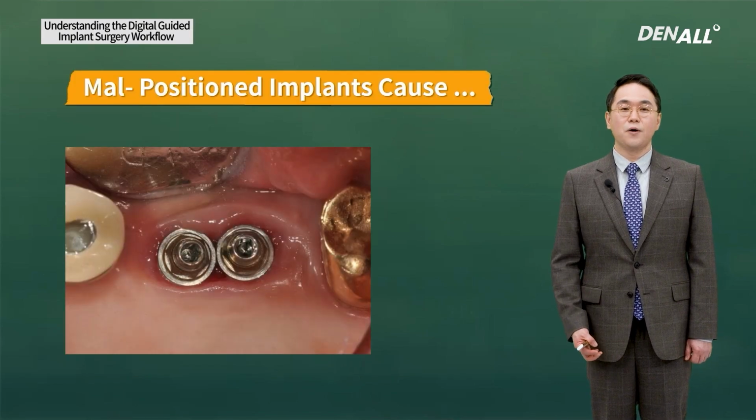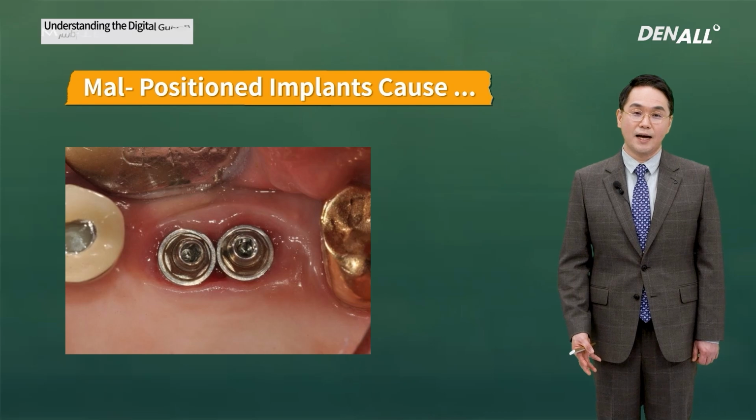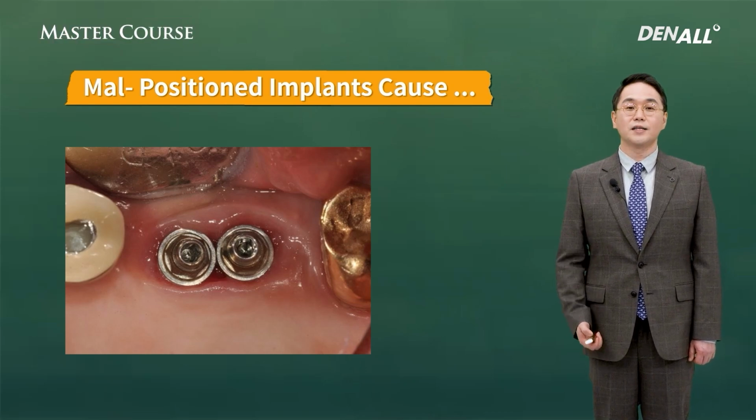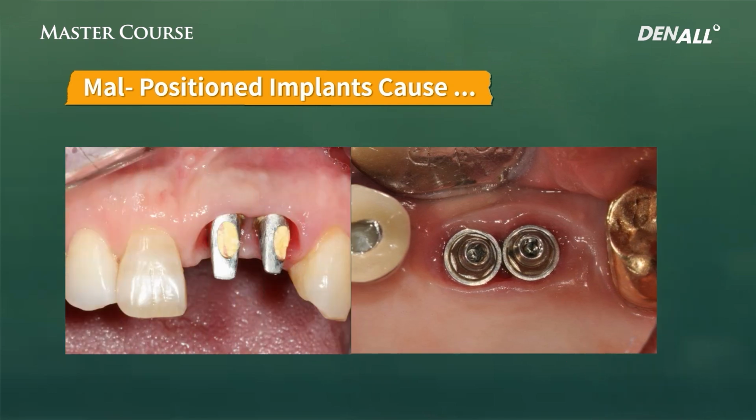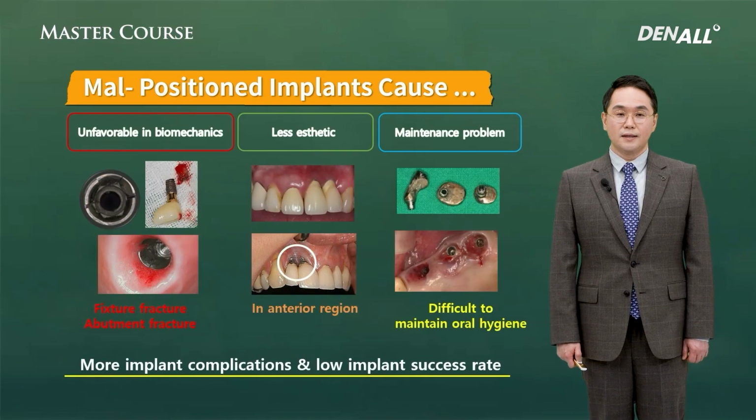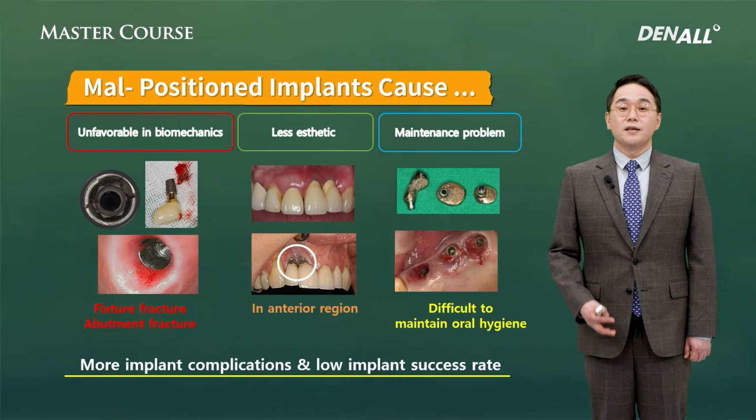But clinically, we encounter various limitations, due to a patient's mouth opening, for example, or poor visibility during surgery, so implants are not placed properly. If two implants are placed too close to each other, interproximal bone loss would occur, and in the upper anterior, papilla loss, which is more tragic in terms of aesthetics, can occur. Or in the posterior region, the patient's self-cleansing is difficult due to lack of space. So in short, it is unfavorable in biomechanics.